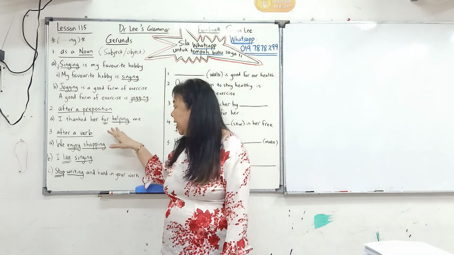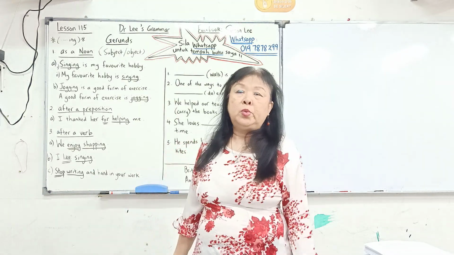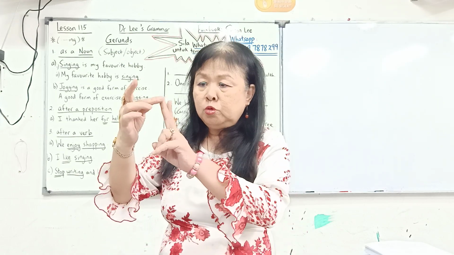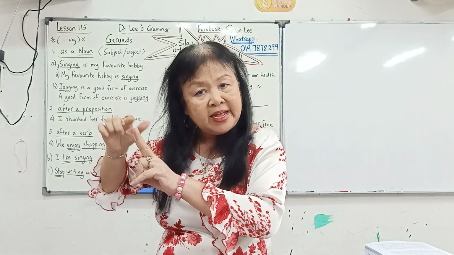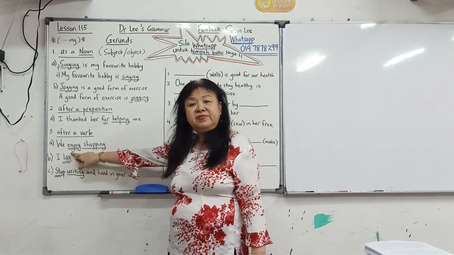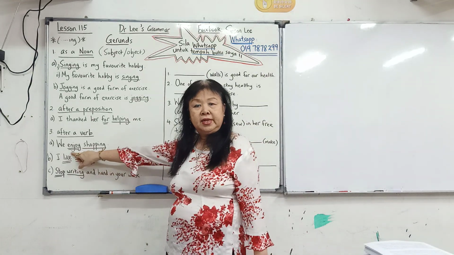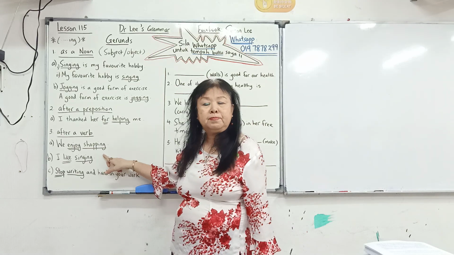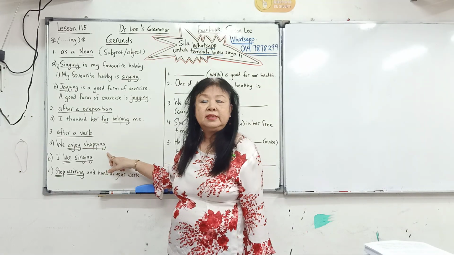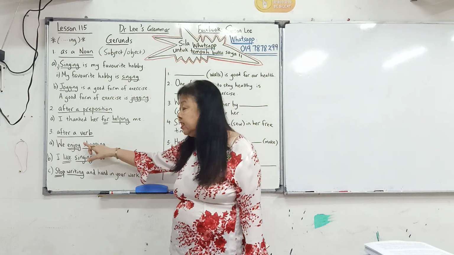Okay? And the third one, we use a gerund after a verb. That means when you have 2 verbs together, the second verb you put ing. So the example is here. The first verb is enjoy. So the next verb, shop, becomes shopping. Shopping is a gerund. Of course, here it is a noun.